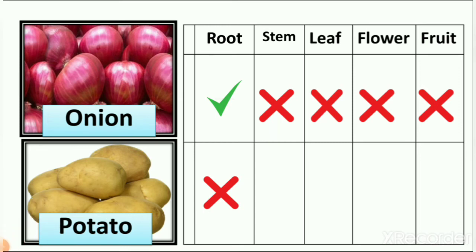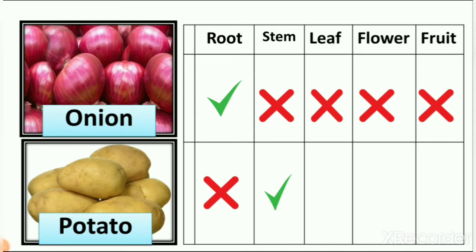Then next, stem. When we learn about stem, we learn that stem is the second part of the plant, which starts growing up on the ground. Right? So potato is the stem of the plant. Yes, you can see the potato is strong like a stem, but we cut it and we eat. So stem is the right one. So we put a right mark here.